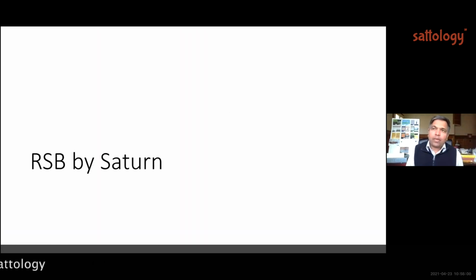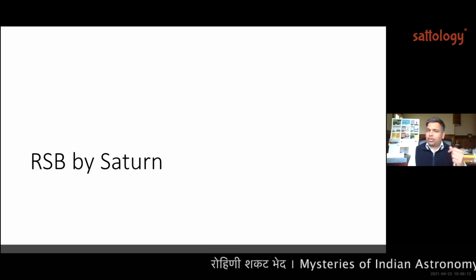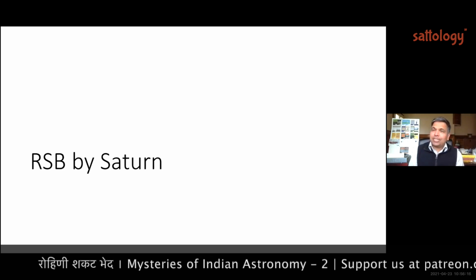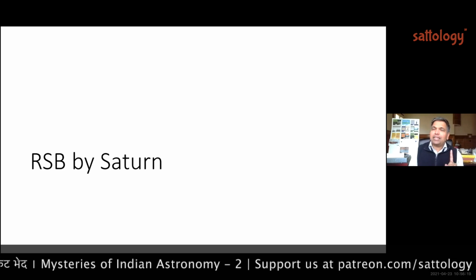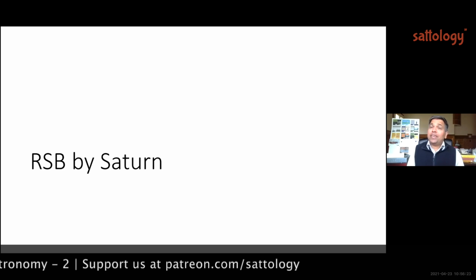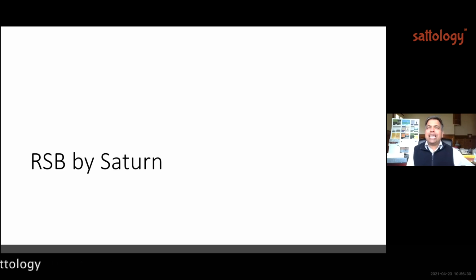Now, when it comes to Rohini Shakata Bhed by Saturn, Shankar Balakrishna Dixit said if it has done it, and he said this on faith, because he has studied Surya Siddhanta like nobody else. And he had this confidence that if Surya Siddhanta is saying it, even if he cannot empirically, objectively show that to be true, it must be true, because he had come to trust Surya Siddhanta.